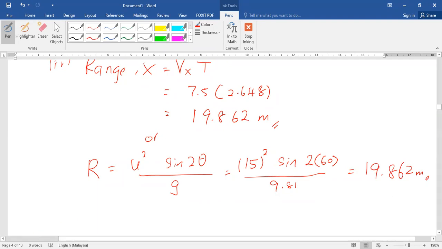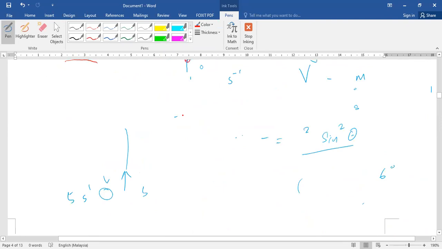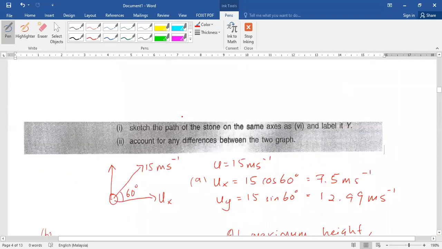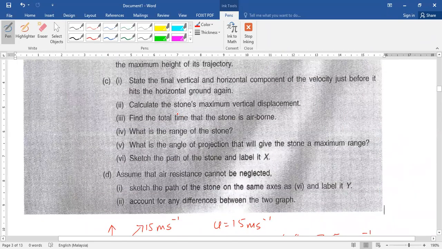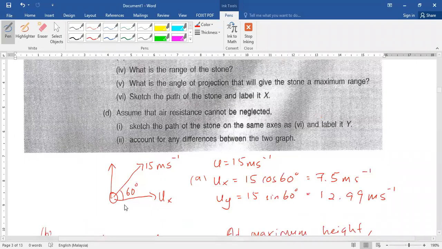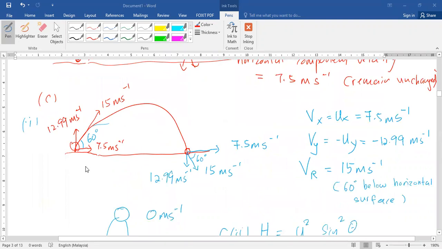Next question. What is the range of the stone already? What is the angle of projection that will give the stone a maximum range? What do we mean by range? Range is the horizontal distance of flight. You see from here, from when it starts moving up until it reaches the ground. So this is the range.